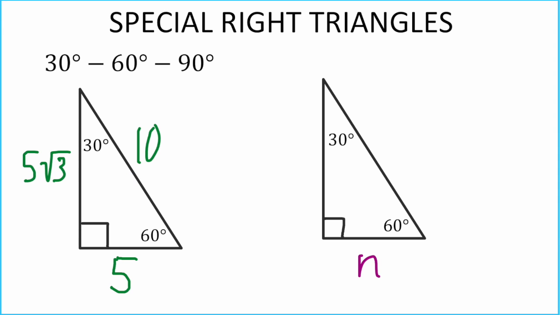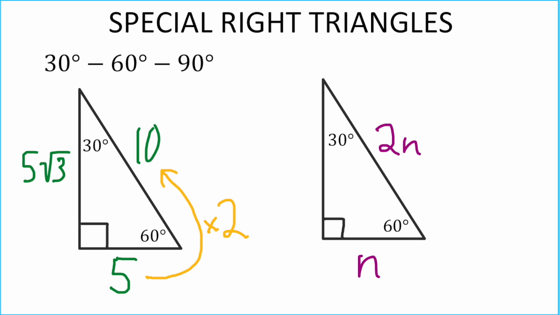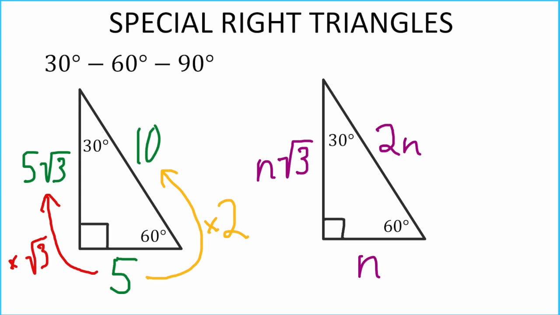If we want our short leg to be n, what do we do to the 5 on the short leg to get to 10 on the hypotenuse? We multiply by 2. So that means our hypotenuse is 2n. What do we do to the 5 to get 5 radical 3 for our long leg? We multiply by radical 3. So if you have n for your short leg, your long leg is n radical 3. So that is our pattern for 30, 60, 90 triangles.